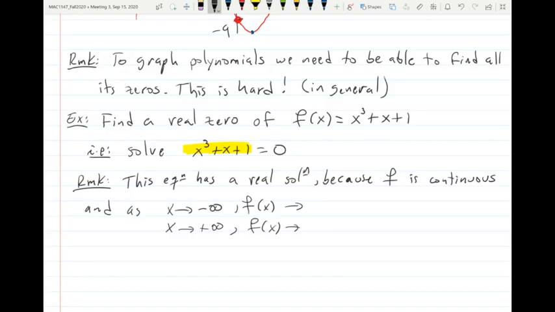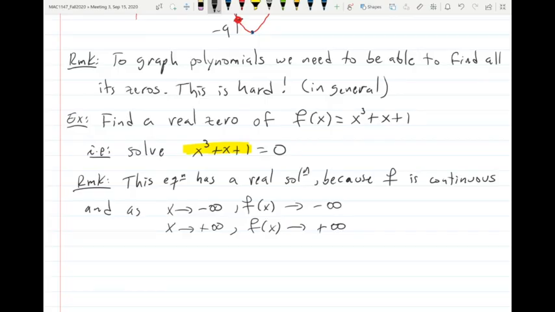Who can answer the question? We discussed this last time. Remember, this is a polynomial. Just focus on the leading term. So when x approaches negative infinity, what do we say about f of x? It goes to negative infinity, right? And what happens when x approaches positive infinity? What does f of x approach? Positive infinity. Very good, because the leading term is x cubed.